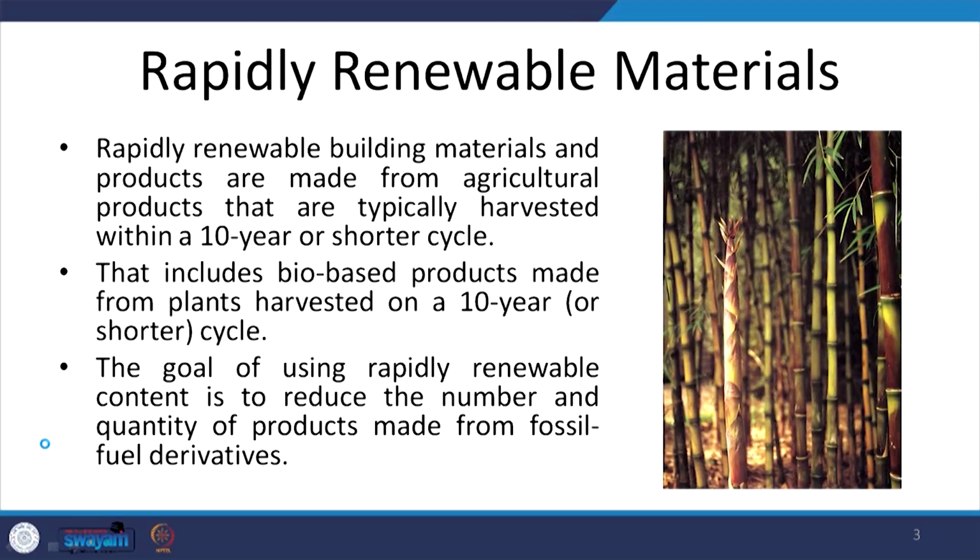So the next property which we take into account is rapidly renewable materials and their use. So what is a rapidly renewable material? It is a building material made from agricultural products that are typically harvested within a 10-year or shorter cycle. So wood produced from hard grown timber, which takes around 20 to 25 years to fully grow, does not come under rapidly renewable material. Though it is renewable, it is not rapidly renewable.